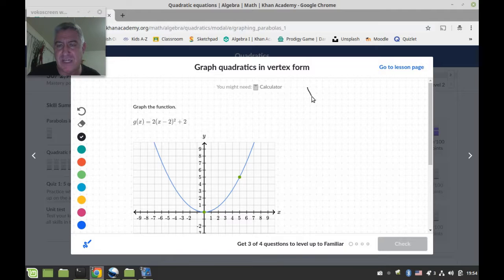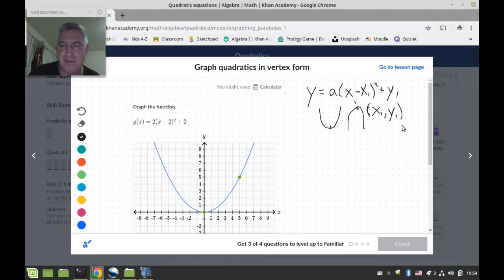So you'll remember our vertex form looks like y equals a times x minus x1 squared plus y1. So we're going to look at this form and try to figure out what the vertex is. Vertex is at x1, y1. If a is positive, this is going to open up. And if a is negative, it's going to open down. And the vertex will be at x1, y1.